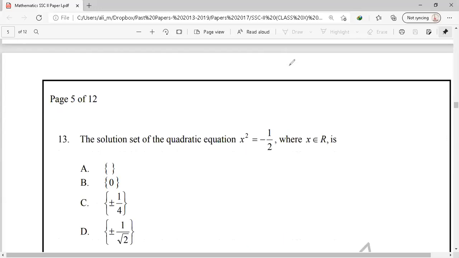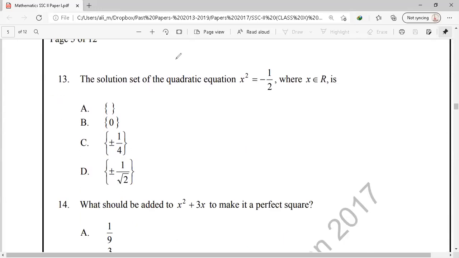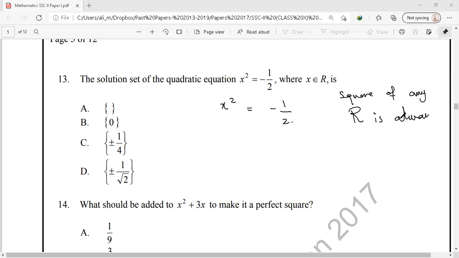Next, we have our question number 13, and we have to find the solution set of this equation. The solution set of this quadratic equation x square equals minus 1 over 2, where x belongs to the real numbers. So as we can see, the square of this number is minus 1 over 2, and it is obvious that the square of any real number is always positive.